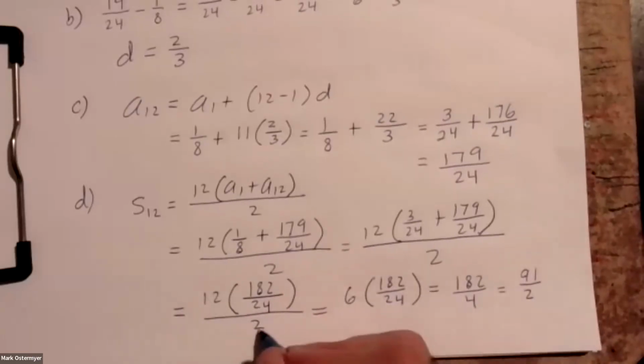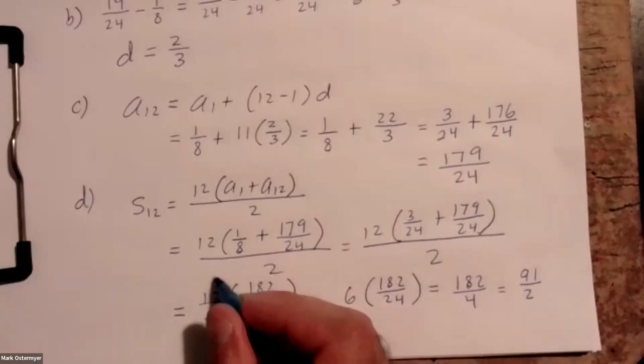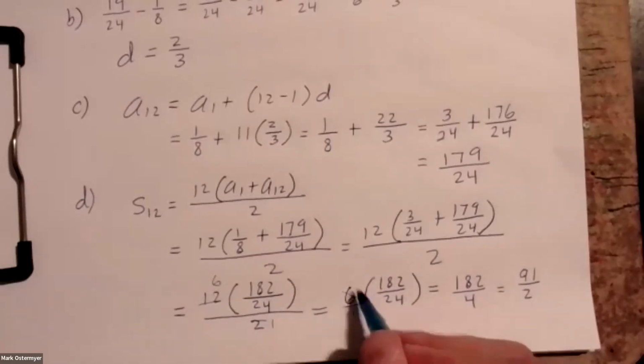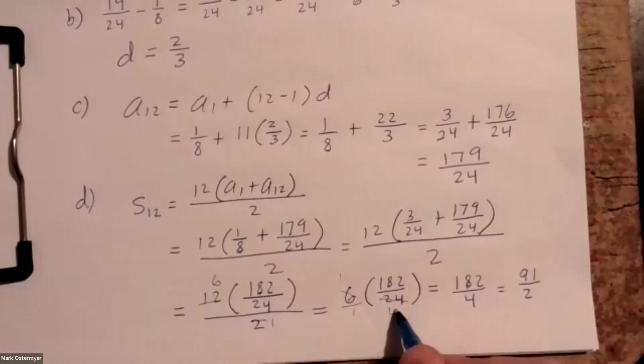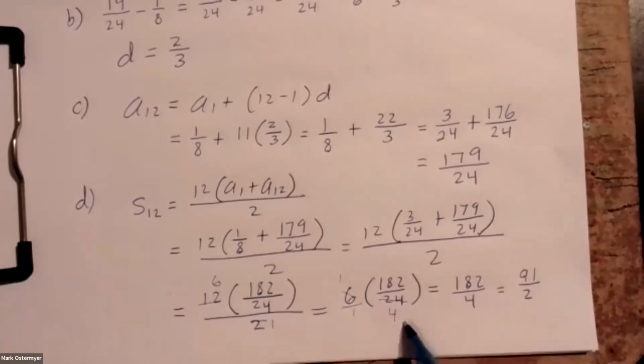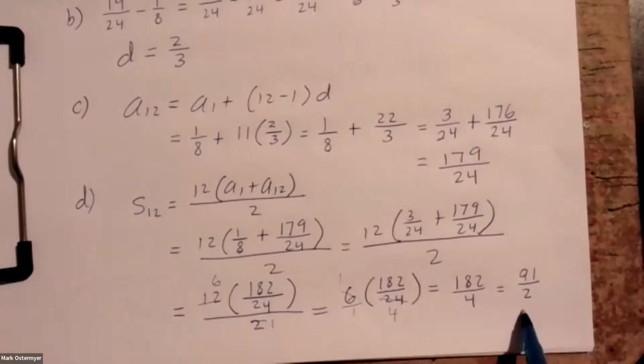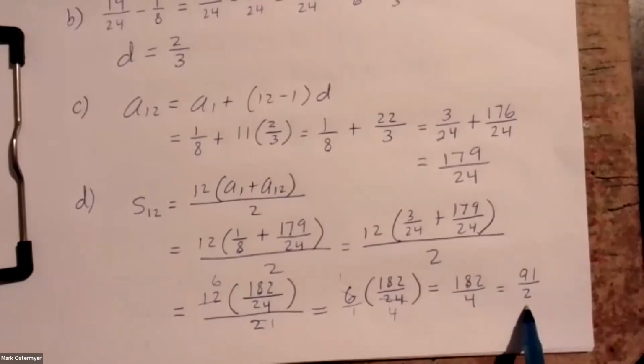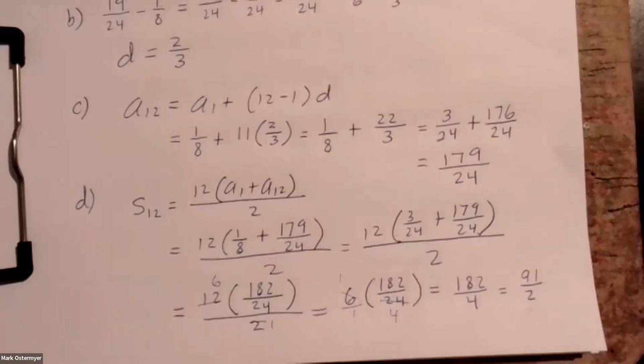I reduce the 12 over the 2. 2 divides into itself once, and into 12 six times. Get it down to this. Then I cross cancel. 6 divides into itself once, and into 24 four times. 182/4 reduces down to 91/2. That's the sum of the first 12 terms of that nasty, messy arithmetic sequence. Anybody get those answers?